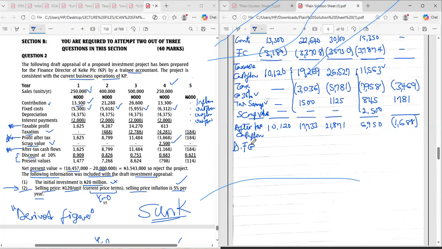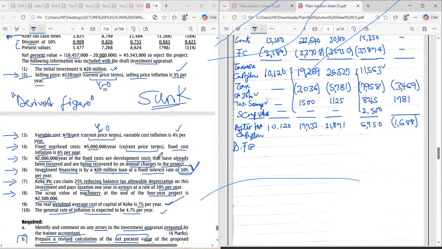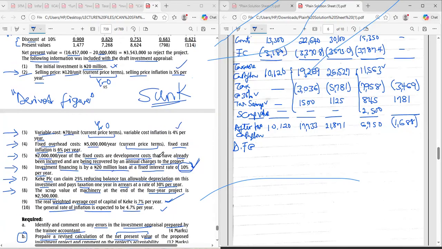So where will the problem come in now, at what rate? If you say 10% again, I will stone you. You said we should use 7%, but now they gave us additional information that the general rate of inflation is expected to be... I don't know if that would affect it anyway. All of you, you have failed.